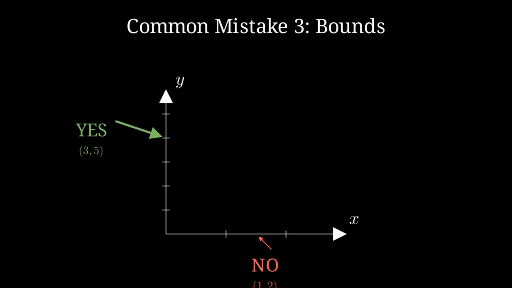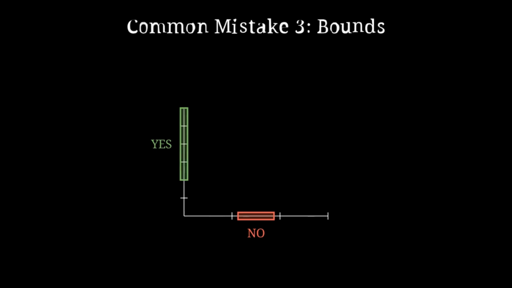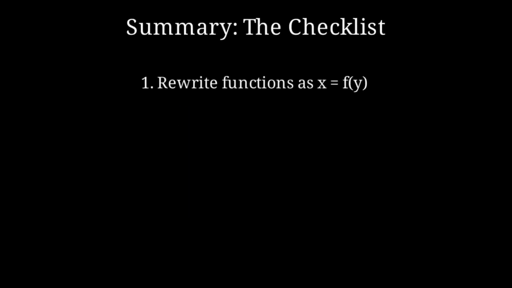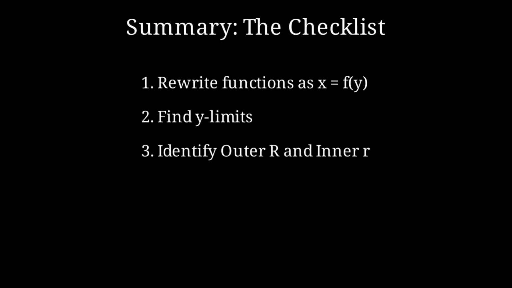Let's summarize. To find the volume of revolution around the y-axis using washers, first, ensure all functions are in terms of y. Second, find your y limits. Third, identify your outer and inner radii by looking at the distance from the axis. Finally, plug them into the integral formula and solve.